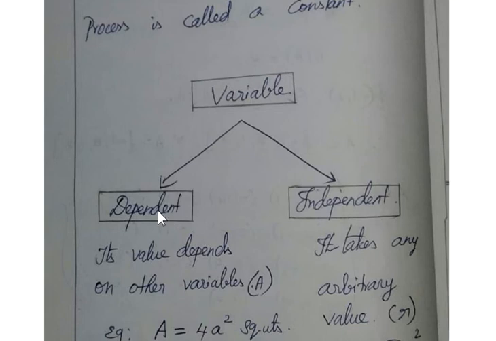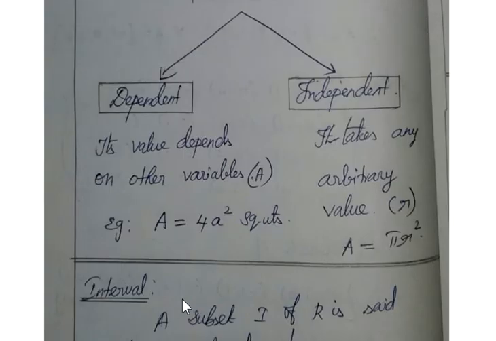Dependent variable means it depends on some variable. See that the area of the square formula is 4a square. According to the side, the area must change. That means if the size of the square changes, the area also changes. Here the area is not fixed; it depends upon the side of the square. So we say the capital letter A is the dependent variable.